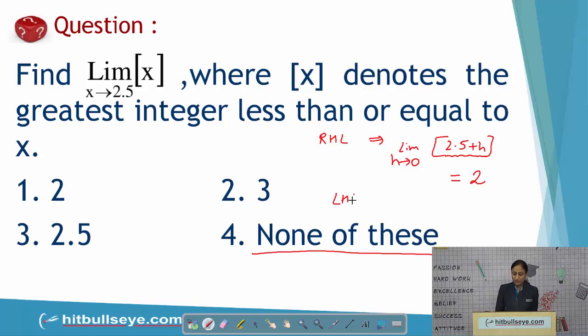When we take the left hand limit, we will have limit h approaching 0 of the greatest integer of 2.5 minus h. Now this number is slightly less than 2.5, so its greatest integer function will again be 2. So the right hand limit is equal to the left hand limit is equal to 2. Therefore, the answer for this limit has to be 2. That is the first option.